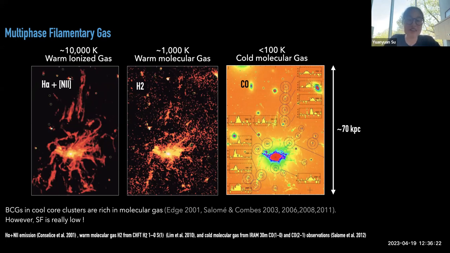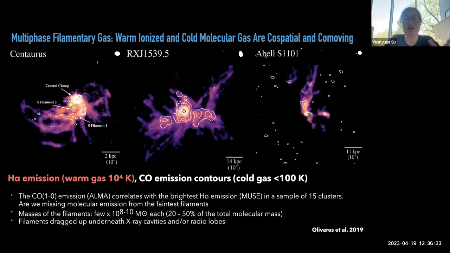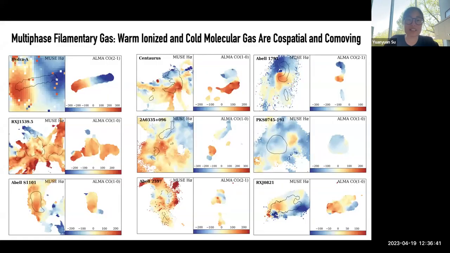So those multi-phase filaments, we believe, have something to do with this feedback process. For example, such multi-phase filaments typically tend to wrap around X-ray cavities, and also their velocities, you can see, are typically very low, and there's no way they can escape the center of the cluster. So their fate is almost certain: they'll eventually fall back to be accreted onto the black hole again.